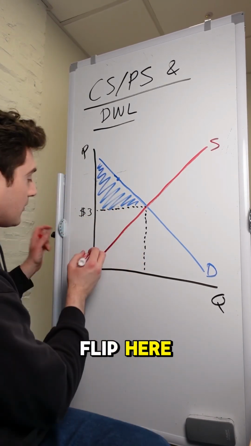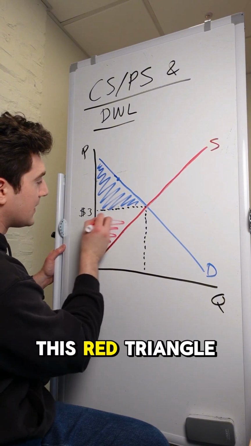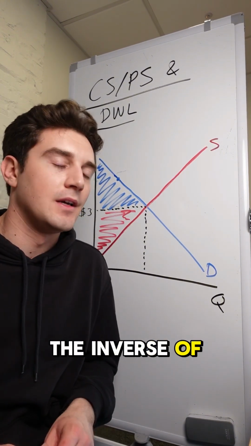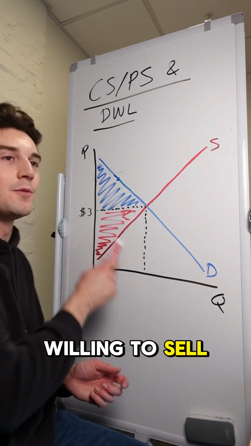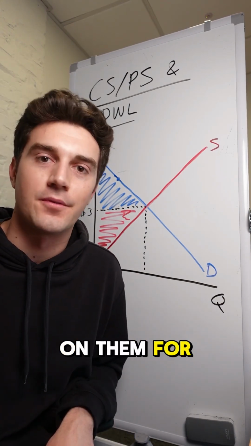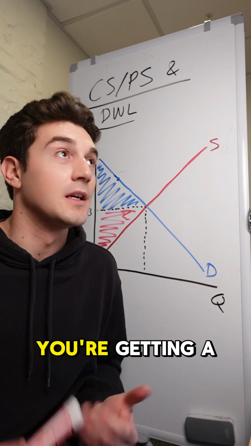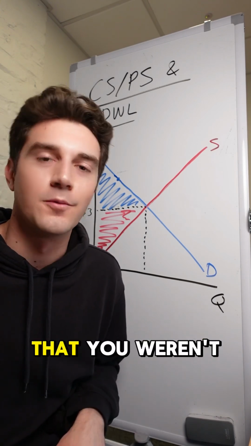Likewise, on the flip side, producer surplus is this red triangle. It's kind of the inverse of the hot dog example we just did, except imagine you're a hot dog stand and you're willing to sell one for $2, but the market's selling them for $3. Every hot dog that you sell, you're getting $1 worth of added surplus that you weren't expecting.